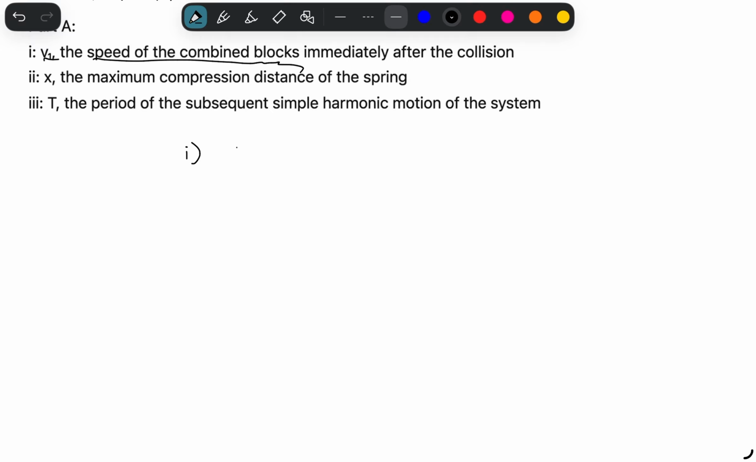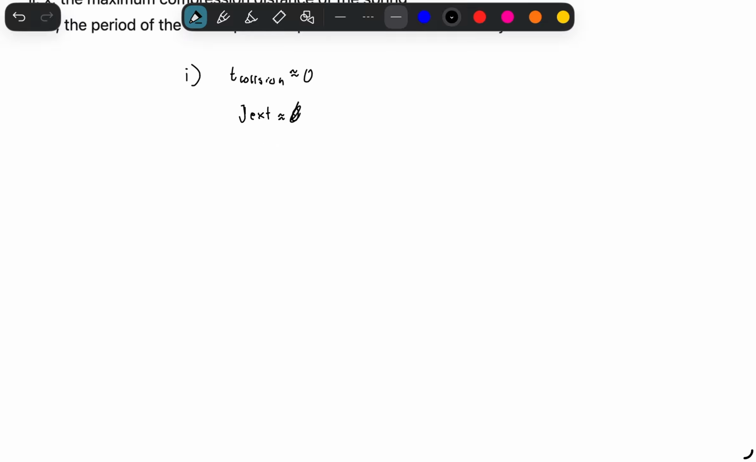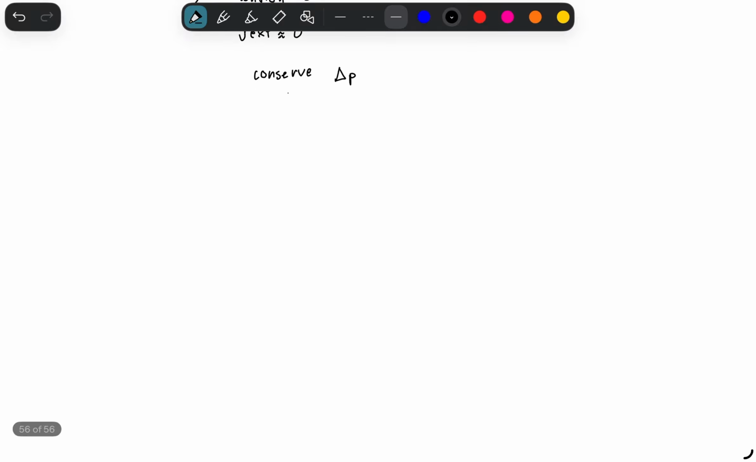So in order to find v1, we know that because collision time is negligible, that means the external impulse is going to be approximately negligible as well. So that means we can say that we have conservation of linear momentum. Before the collision, we know that m is at rest, so the momentum is going to be 0. And then we know that block 2m is going to move with the speed of v. So that means the momentum will be equal to 2m times v.